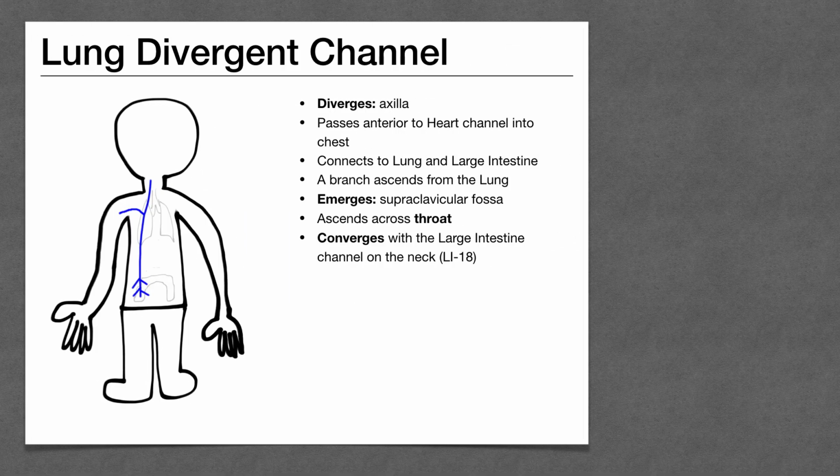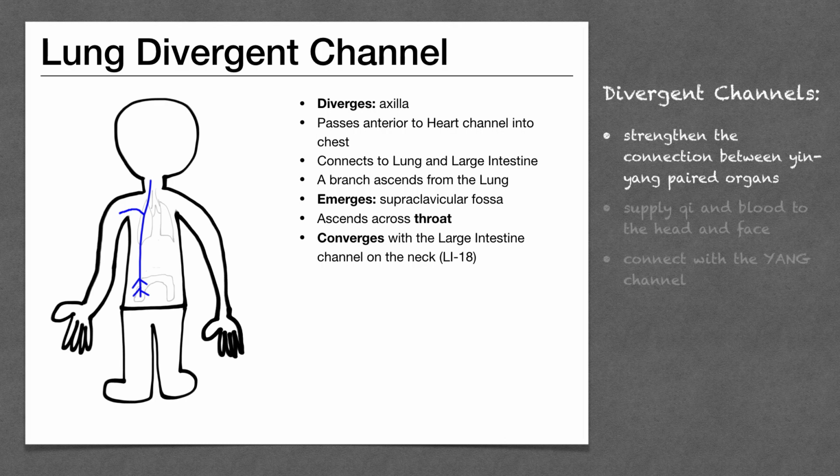Next, we have the divergent channel. Remember the things we said about divergent channels. Number 1, they strengthen the relationship between yin and yang paired organs. So here we see the divergent channel connecting to the lung and the large intestine, strengthening this relationship. Number 2, they supply qi to the head and face. So again, we see the lung divergent channel going up to the throat, letting us treat things like sore throat.